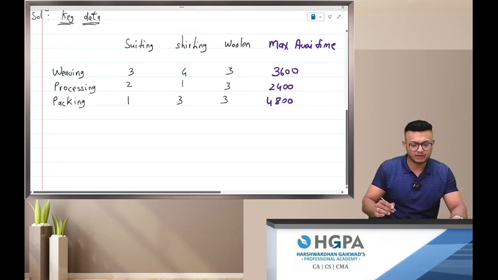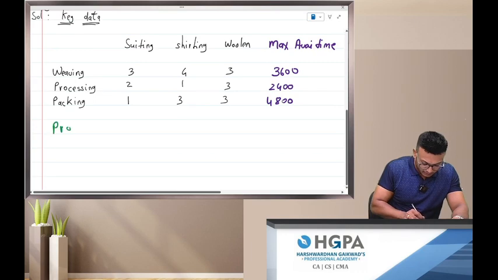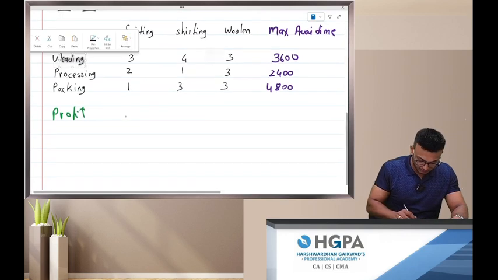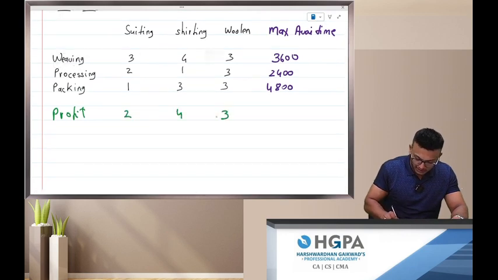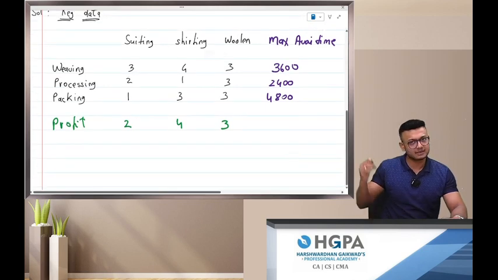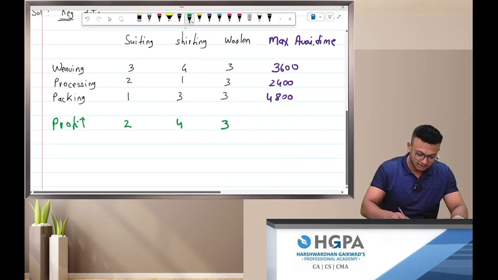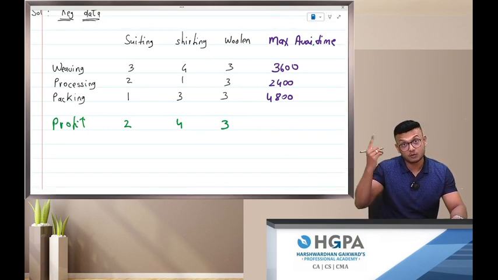Now, this is your proper table. I missed out one thing, write it down, and that is your profit. How much is profit? They have told you already. It is 2, 4, and 3. So, ladies and gentlemen, this is your table. Now, can we start making the equation first and then we go on to the Simplex method?